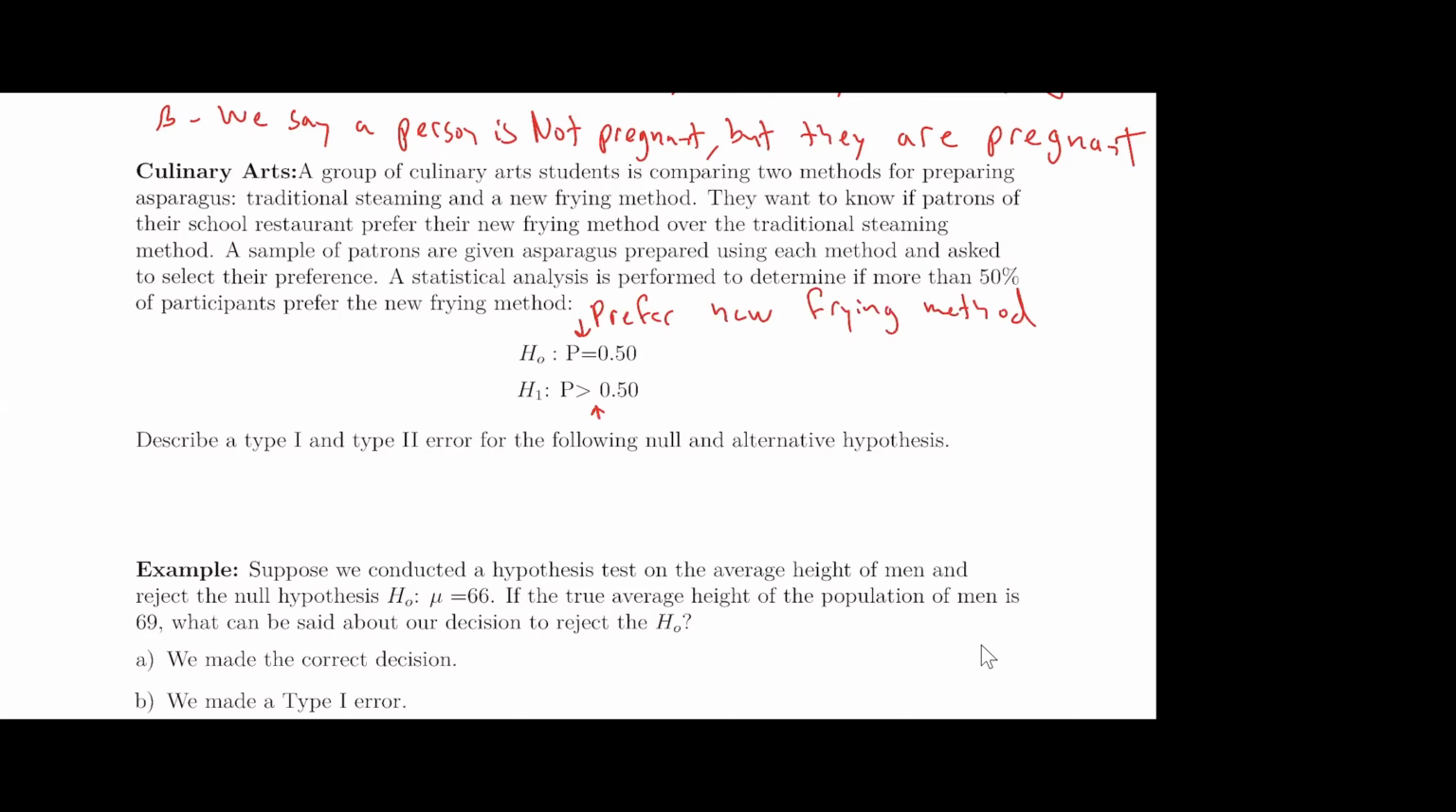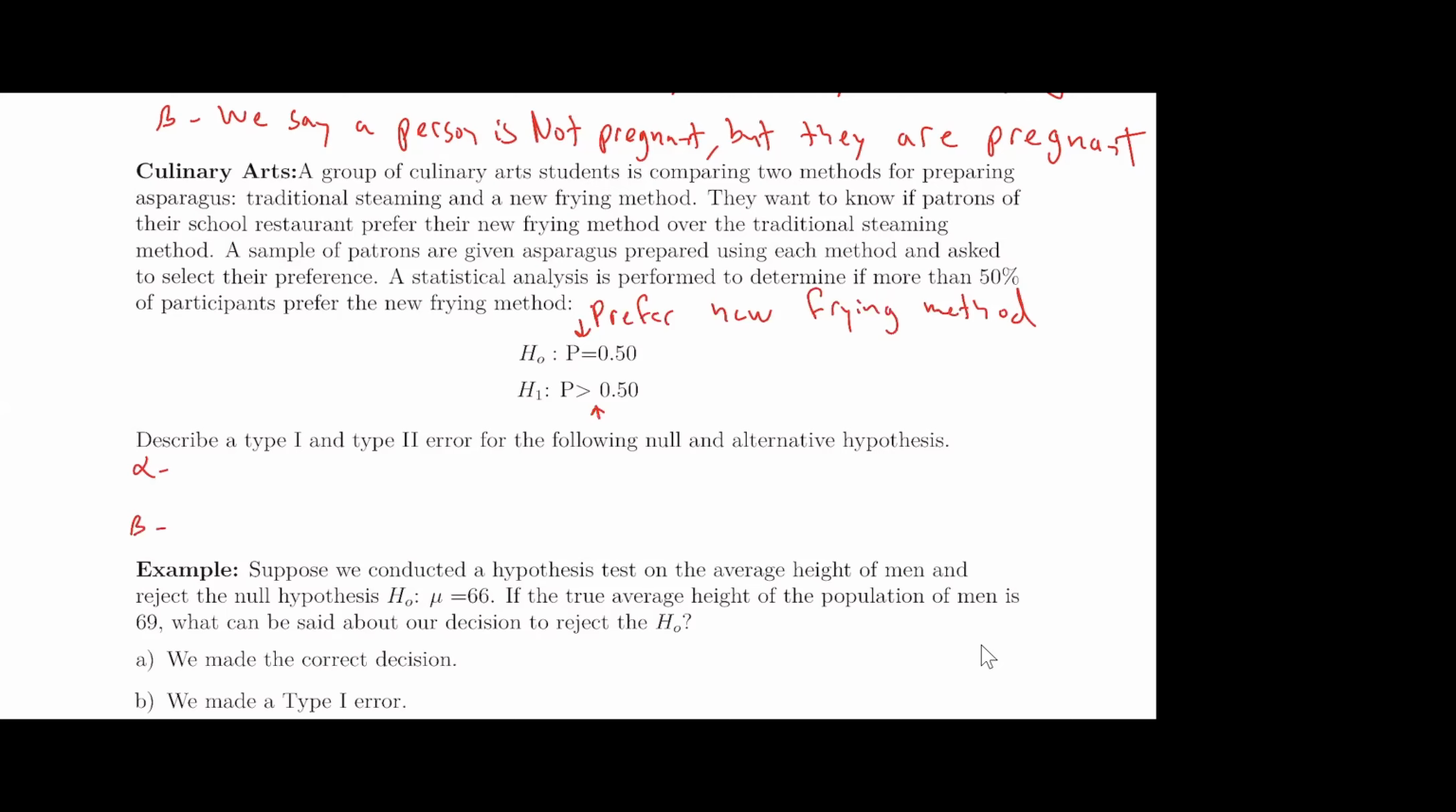So we are just looking for the majority. It doesn't matter if it's like 51%. As long as it's more than 50%, we're going to say they prefer the new frying method. So let's do a type 1 and a type 2 error. For this one, I might need a little bit more room.